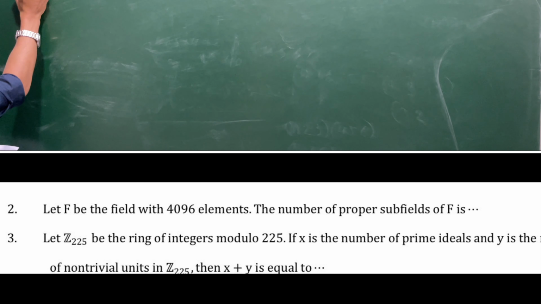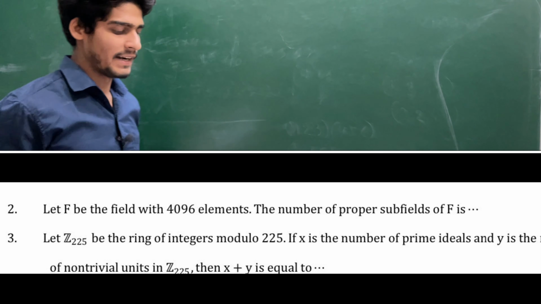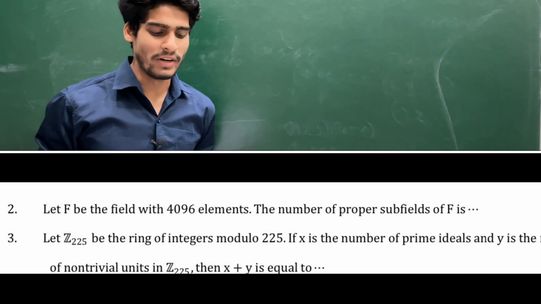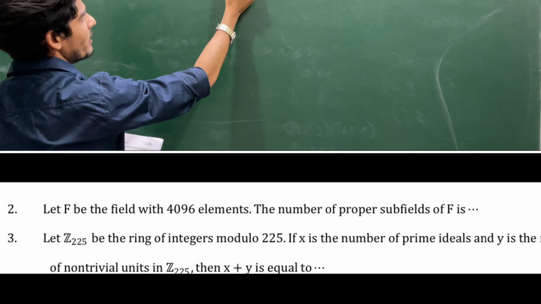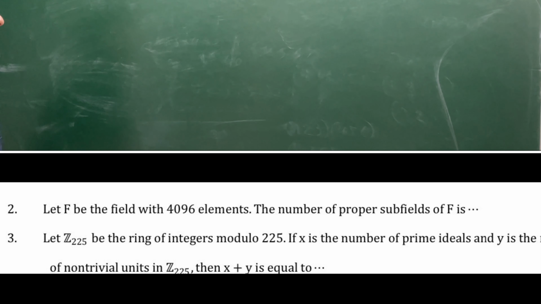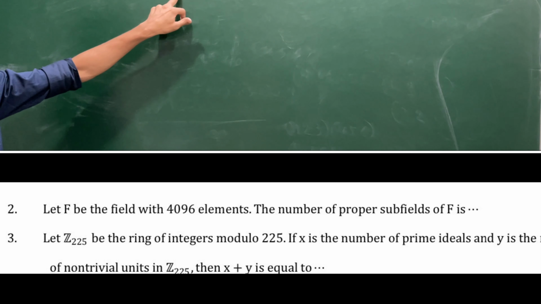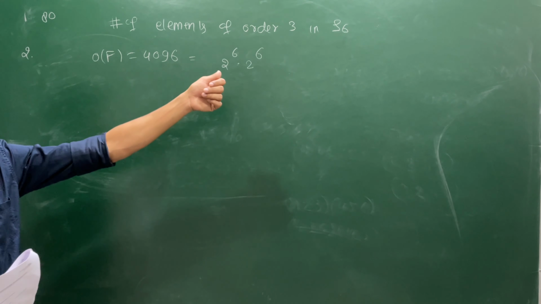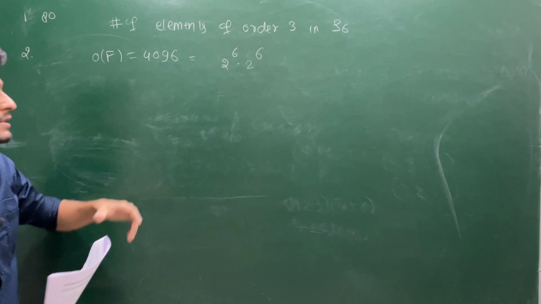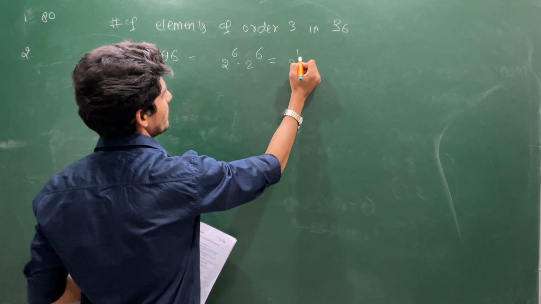Question number 2. Let F be a field with 4096 elements. So the order of the field is 4096. You can think in this manner, because you know that 2 power 5 is 32, 2 power 6 is 64, and here you have 6 as the unit digit. So you can see this is 2 power 6 and then 2 power 6, because 64 into 64, you will get 4096. So this is 2 power 12 actually.